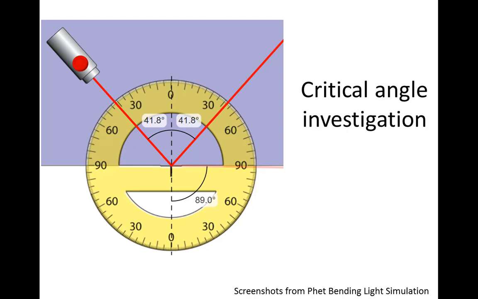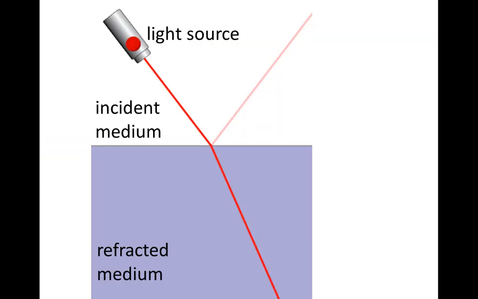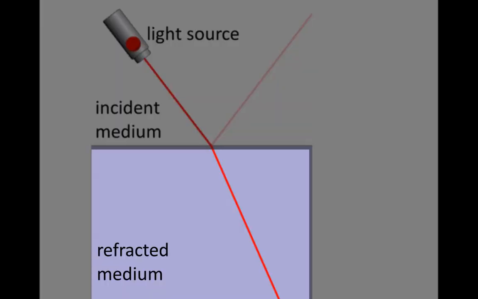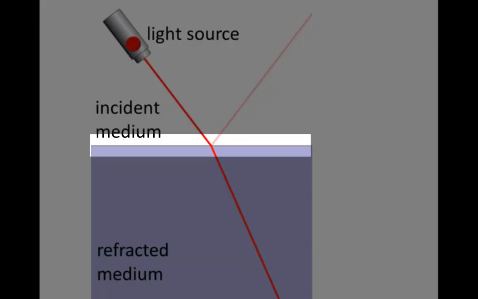Let's investigate critical angle. First, we need to understand some terms. Here we have a light source shining from an incident medium into a refracted medium. So we have a boundary between two media. And at that boundary, two things happen.